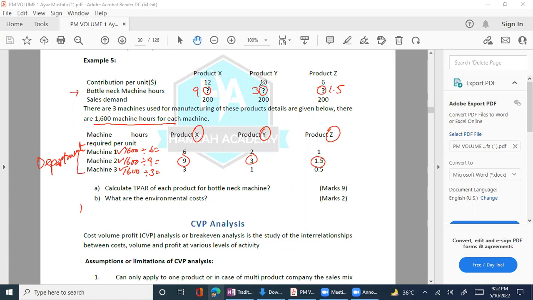Is it okay? Then calculate the throughput accounting ratio. Can you calculate it? The word here is contribution, so I assume that this is throughput. No need to get yourself confused. This is throughput because no other data is available. I cannot calculate the throughput with any of the data provided to me, so I assume that this is throughput contribution. This is not the traditional contribution.